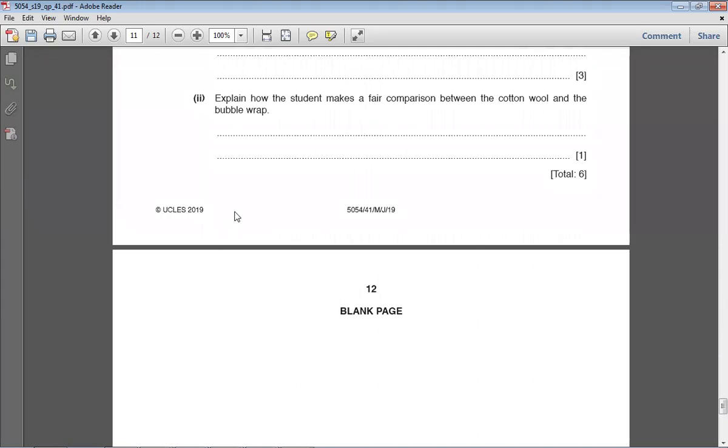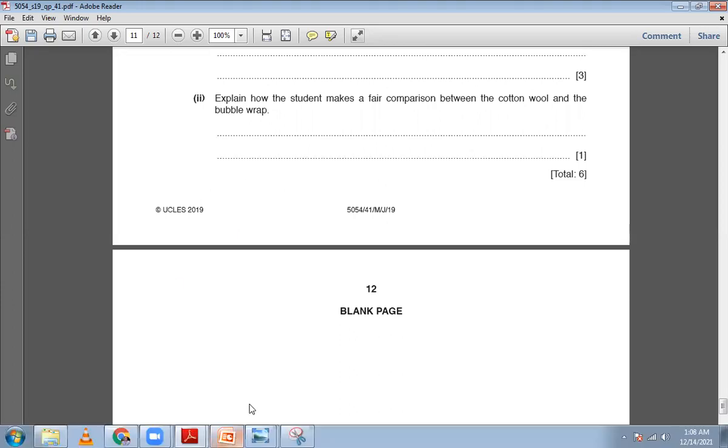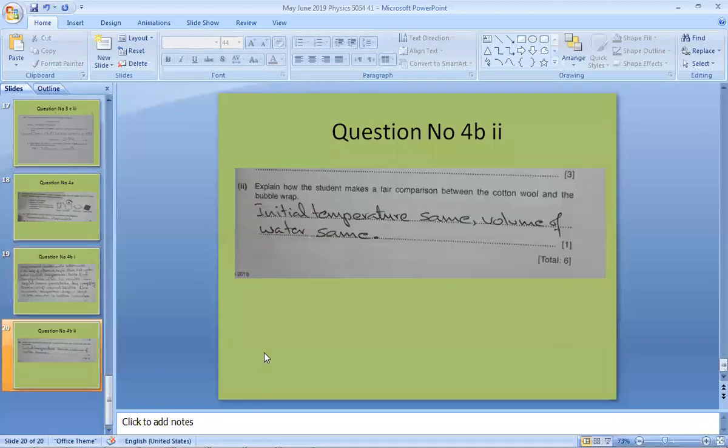Now the last part is: explain how the student makes a fair comparison between the cotton wool and the bubble wrap. The temperature of the surroundings should remain the same for both experiments, and the volume of the hot water should be the same in both experiments. Let me show you my answer. I have written this as my answer: the initial temperature of the hot water in both cases should be the same, and the same volume of water should be used in both experiments. Then there will be a fair comparison.